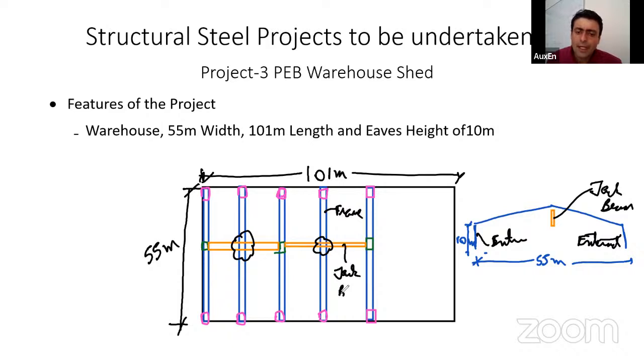Okay. And jack beam in elevation will be provided at the ridge level. So this is called jack beam. This is a system which is often used in your PEB sheds where you do not want to have columns. So through this project, we will also be learning the use of jack beams. This system in itself becomes quite complicated. And if you see the spans, they are quite large. So this is again a big project.